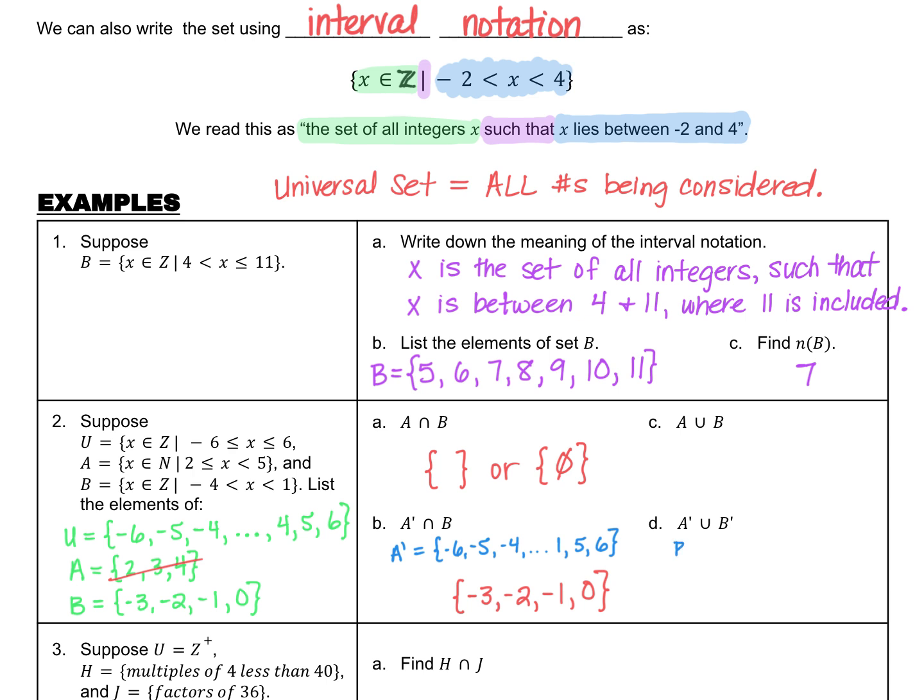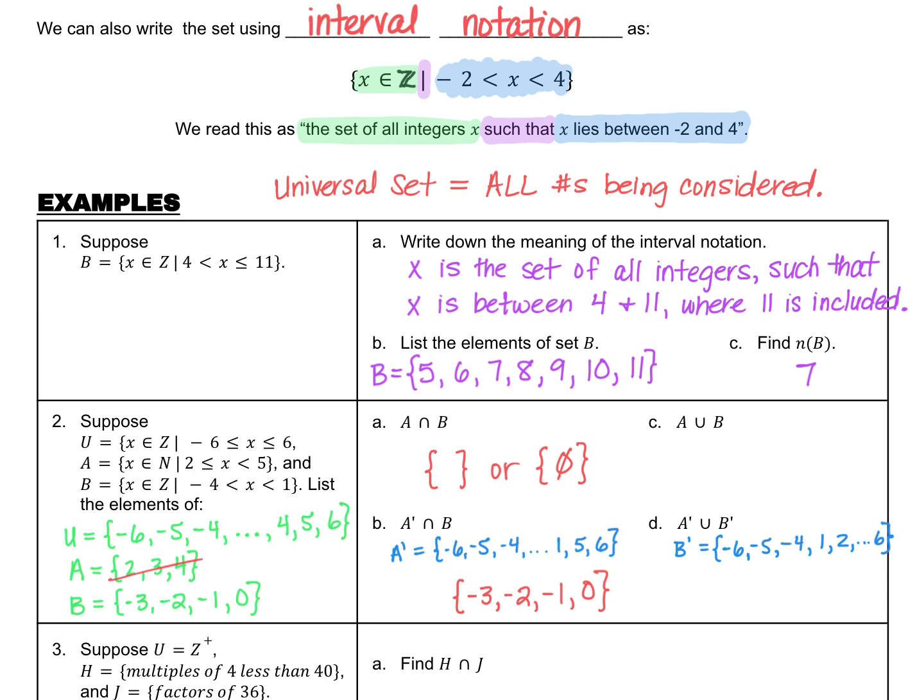Well, we know what not A is, so when I say not B, any number that is not in B, that means that we have -6. You're looking at whatever is not in B inside of the universal set. -5, -4. We know that -3, -2, -1, and 0 are in B, so we can't use that. And then we're going to look at 1, 2, and then we're going to go up to 6. So that is what is not in B.